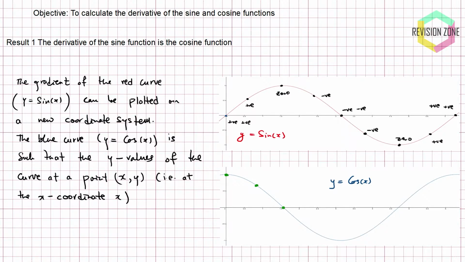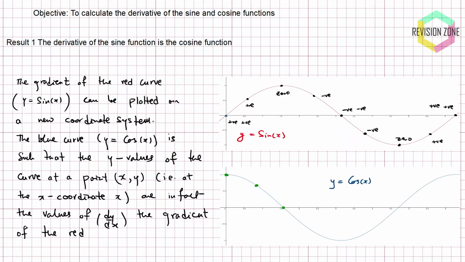So the blue curve is such that the y values of the curve at the point x, y, in other words, at the x coordinate x, are in fact the values of dy by dx, perhaps I should say that in brackets, are the values of the gradient of the red curve, right? So we can see that here.